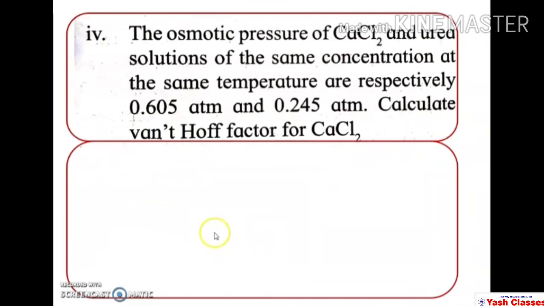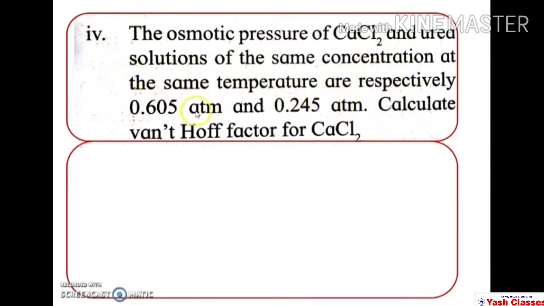Now the next problem: the osmotic pressure of calcium chloride and urea solutions of the same concentration at the same temperature are respectively 0.605 atmosphere and 0.245 atmosphere. Calculate van't Hoff factor for calcium chloride.